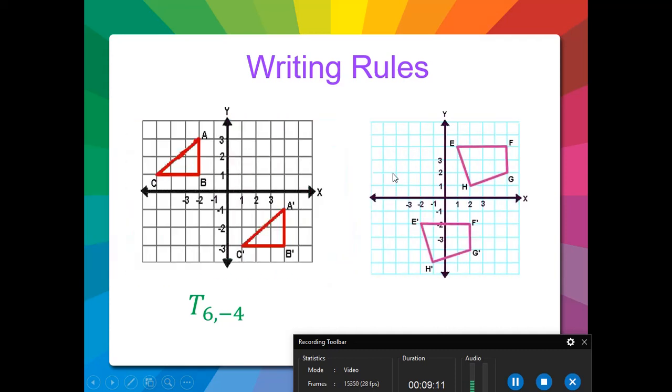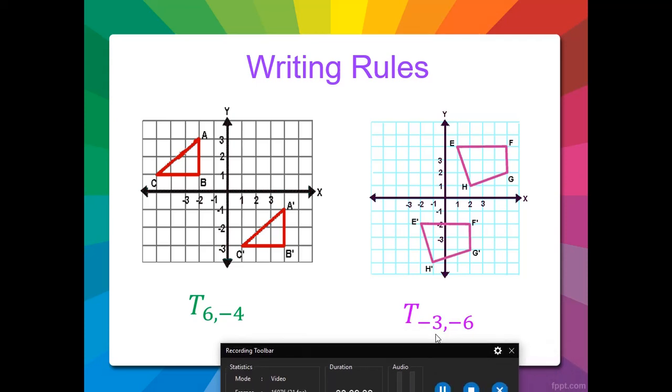For my second object, again, you only have to select one of the vertices on the original. Maybe it's point G. So we want to move left and right first. And I'm going to have to move left 1, 2, 3. So that's negative. And then I'm going to fall 1, 2, 3, 4, 5, 6. So it looks like the translation rule is -3, -6.